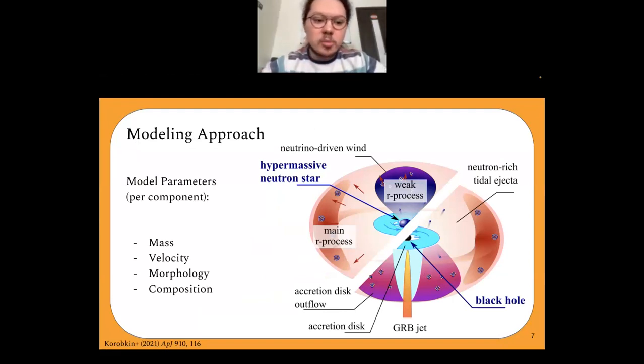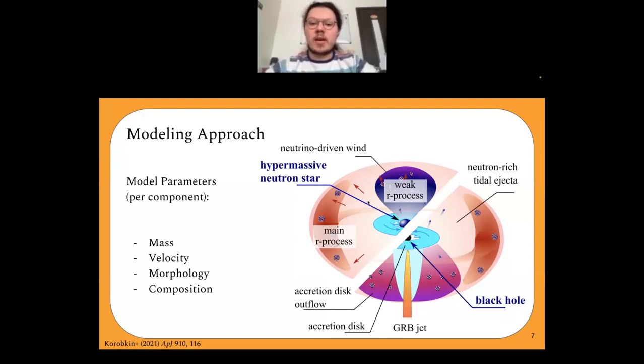So our modeling approach consists of 2 components. Let's just look at the diagram on the right really quickly. Again, we have this merger remnant in the middle. In our simulation, that was a black hole. There's this light blue accretion disk, which is formed around the merger remnant. We have a GRB jet, which is emitted on the order of seconds after the merger. We don't include this in our modeling approach at the moment.